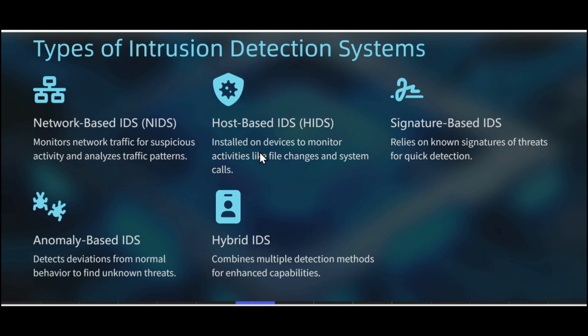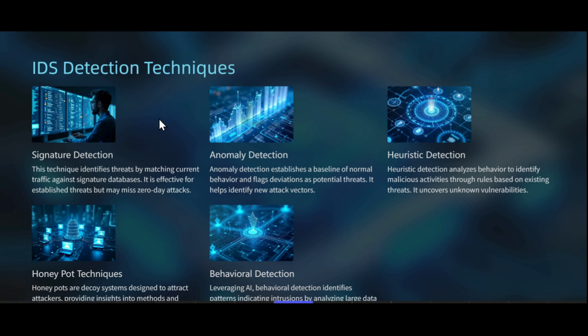IDS can also be classified by detection method. The first one is signature based, which detects only known threats. Anomaly based detects unknown threats and abnormal behavior. Next is hybrid, which combines multiple detection techniques for better accuracy. We will learn about IDS detection techniques in more depth.